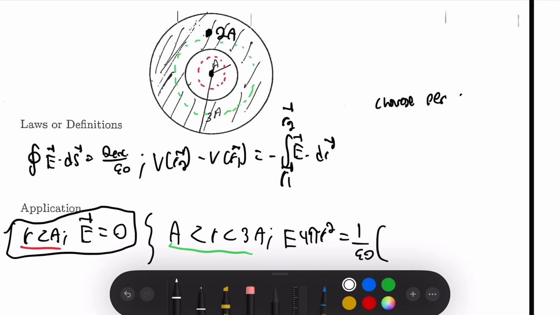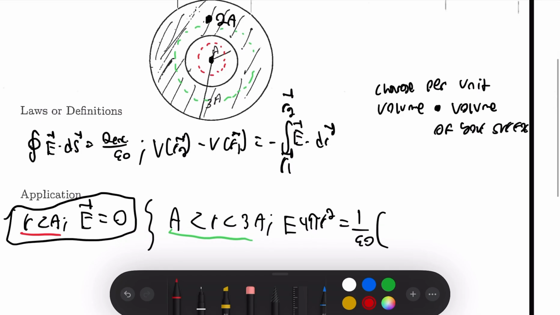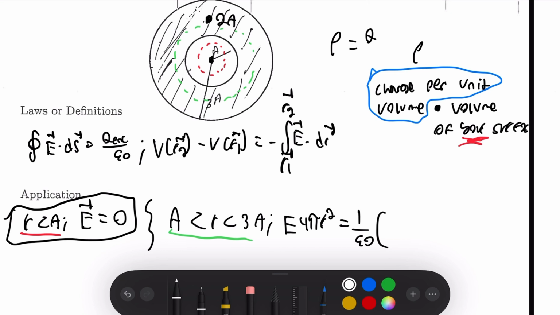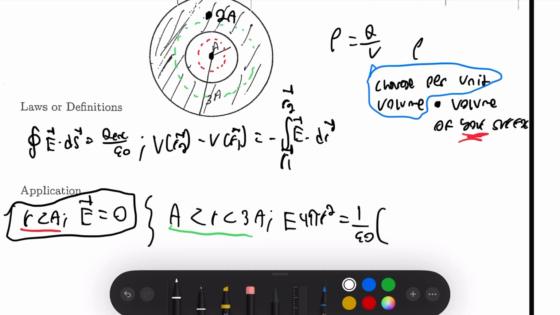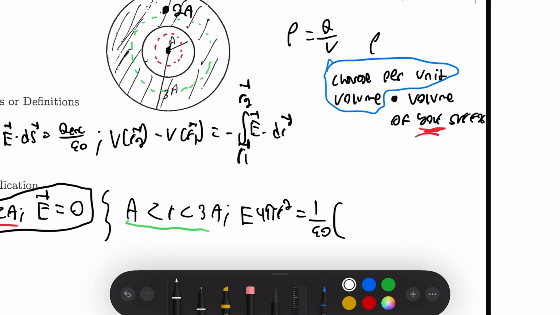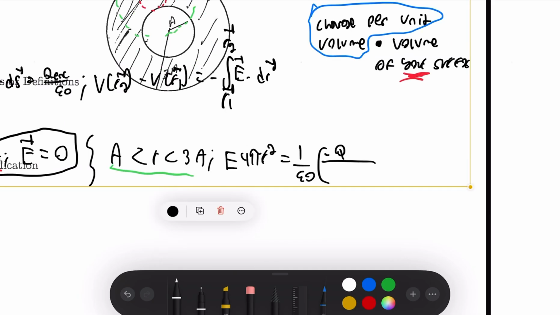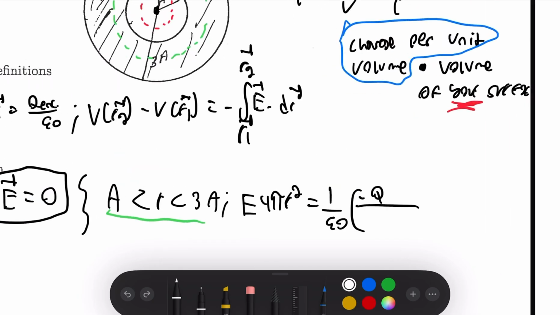But recall that with insulators, your charge will be charge per unit volume times volume of your surface. Or in other words, the thing I wrote on the top is rho. And recall rho is Q over V times the volume of your Gaussian surface that you drew. So what it's going to be is rho, which is charge, negative Q, divided by the volume of the Gaussian surface.